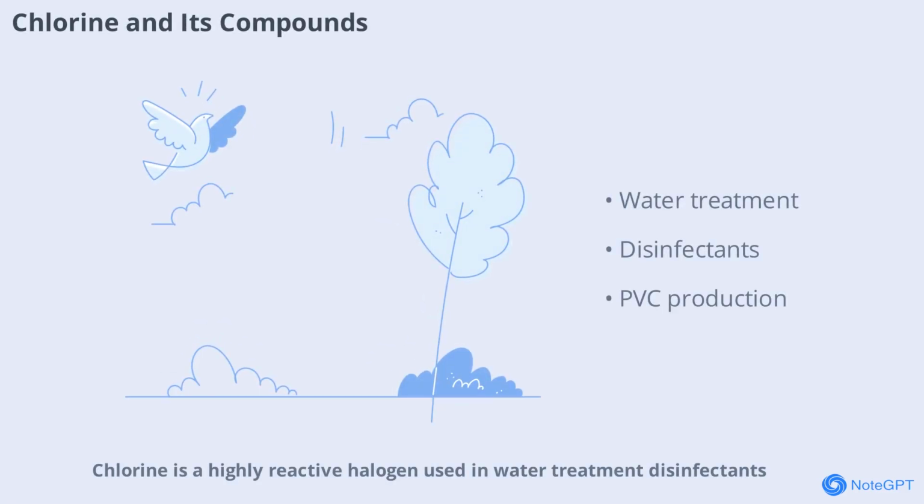Chlorine is a highly reactive halogen used in water treatment, disinfectants, and the production of PVC. Its compounds, such as hydrochloric acid and bleaching powder, are important in both industry and laboratory chemistry. Understanding the properties and reactions of chlorine and its compounds is crucial for mastering halogen chemistry.